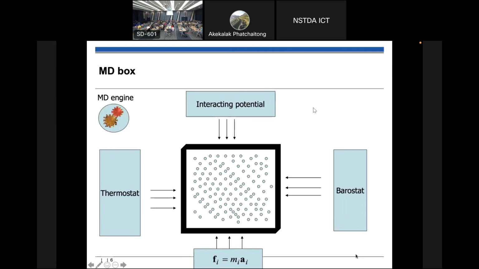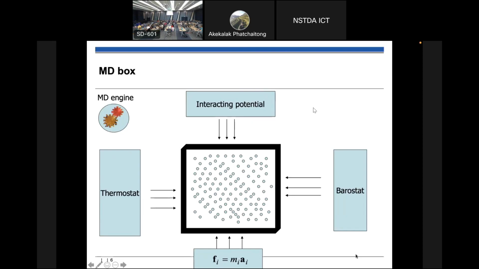So these are the different ensembles you can use for running your simulations. And if you can run your simulations at different ensembles, experiments are also done in different ensembles, so you can compare the data. You see, there is a very one-on-one comparison between experiment and simulations.